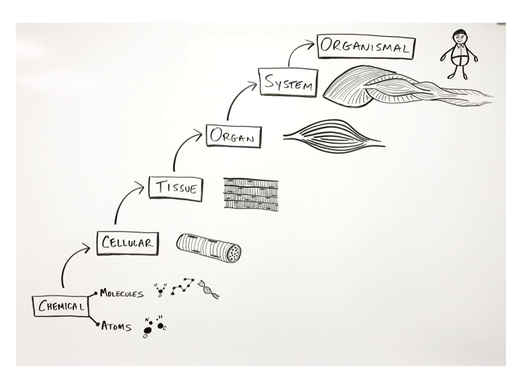The 6th and final level of organization is the organismal level, which is the entire living organism, our own human body, with all of the systems working together as a unit to keep us alive.